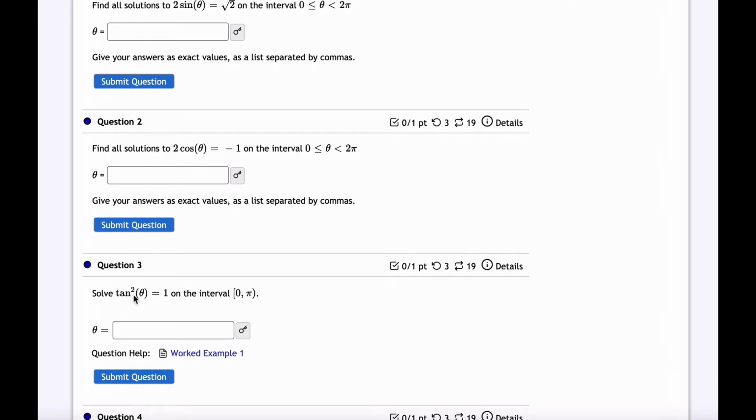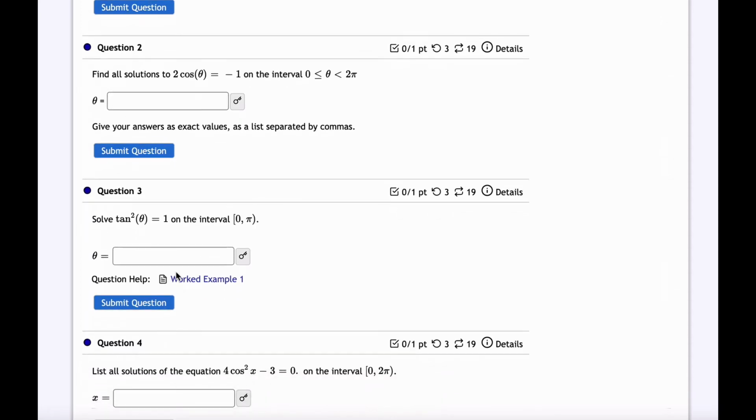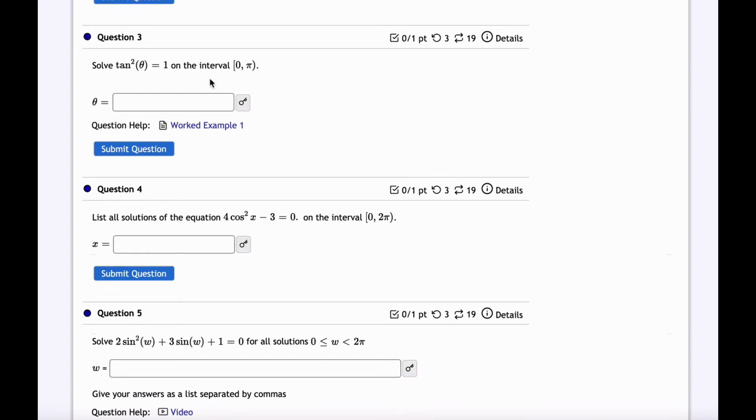3, I guess, is a little bit more complicated because now you have something squared, but if you take the square root of both sides of the equation, you should be in good shape. Just don't forget the plus or minus when you take the square root of both sides, but nothing too fancy going on in 3.